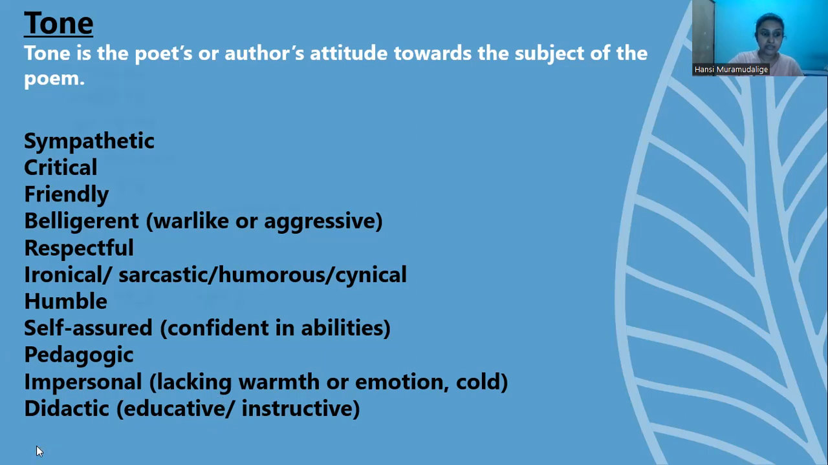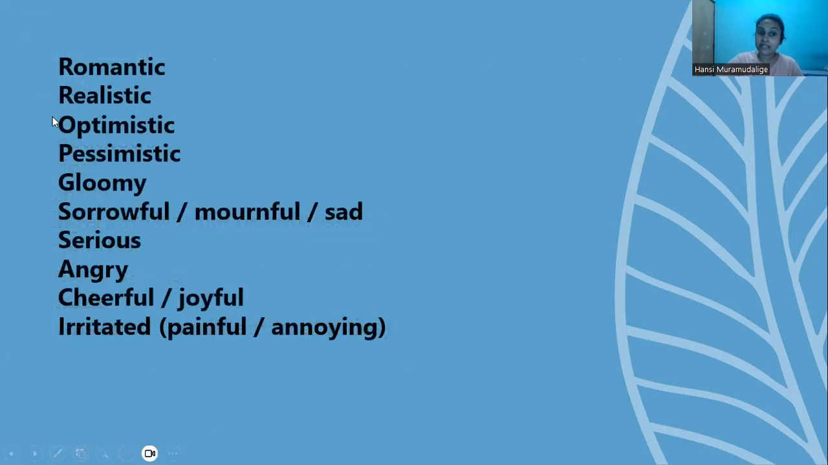Okay? And there are some more. Romantic, if the poem is filled with love, that is romantic. Realistic, telling real things, like an actual event. That is very realistic. Optimistic. Optimistic means positive. Pessimistic means negative.